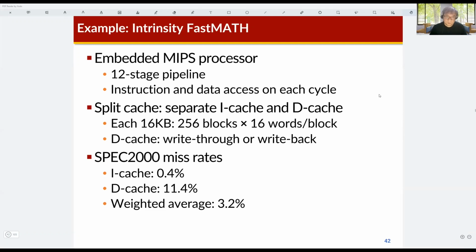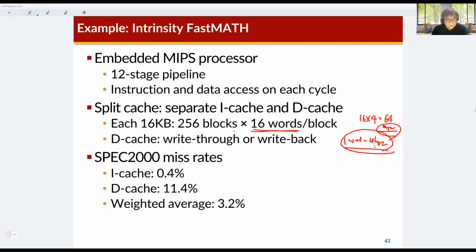So let's see another example of cache organization. This is the cache of the Intrinsity FastMATH processor. This cache has 16 kilobytes, which means it includes 256 cache blocks, and the size of a single cache block is 16 words. One word is 4 bytes, so what is the block size? 16 multiplied by 4 is 64 bytes.